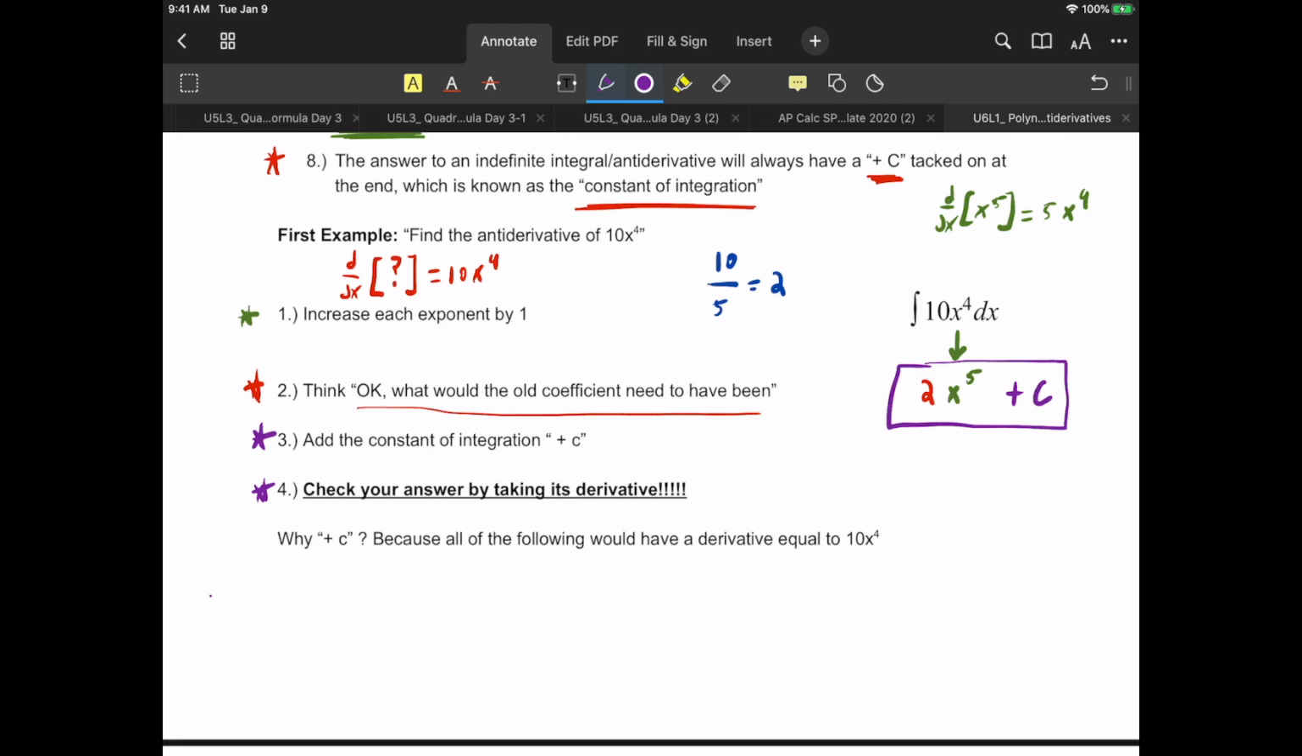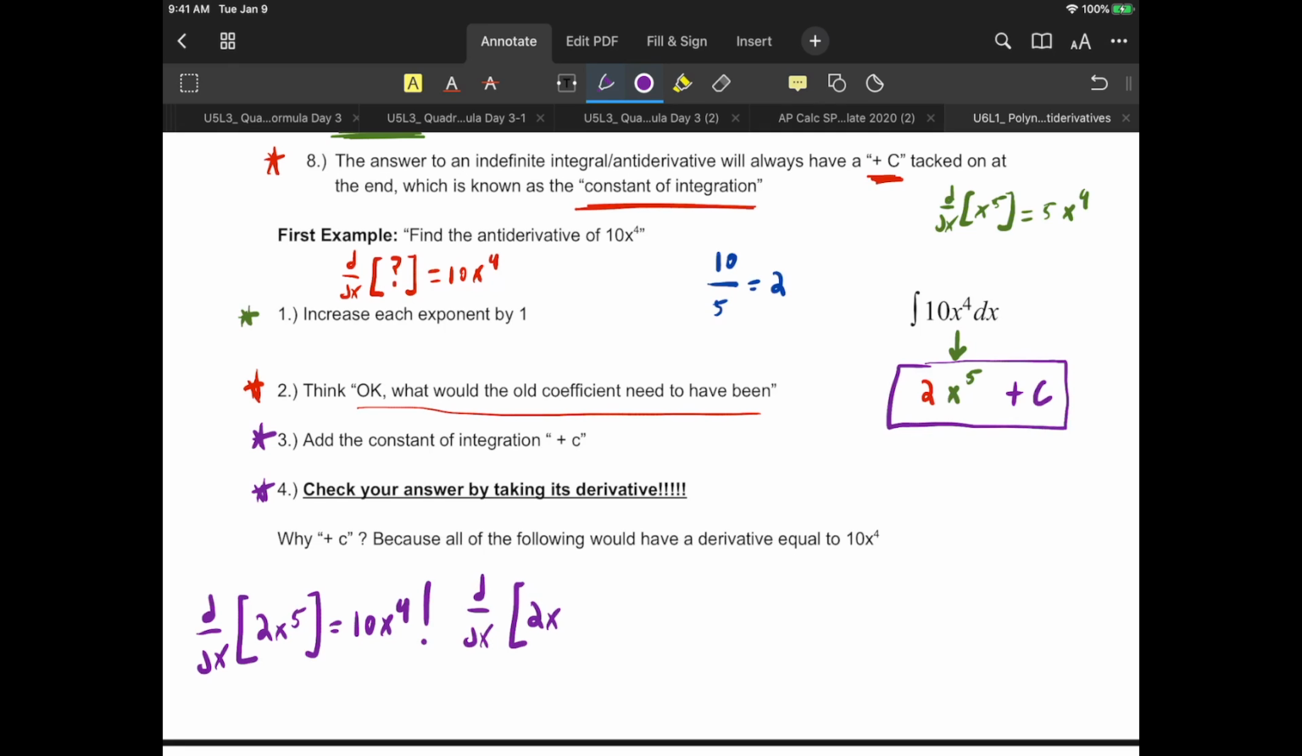How do you check your answer? Go ahead, take the derivative of that thing. What is the derivative with respect to x of 2x to the fifth, right? Even if it's just in your head, just check these things. Oh yeah, 10x to the fourth. Good, I got it. Here is why you need that plus c.